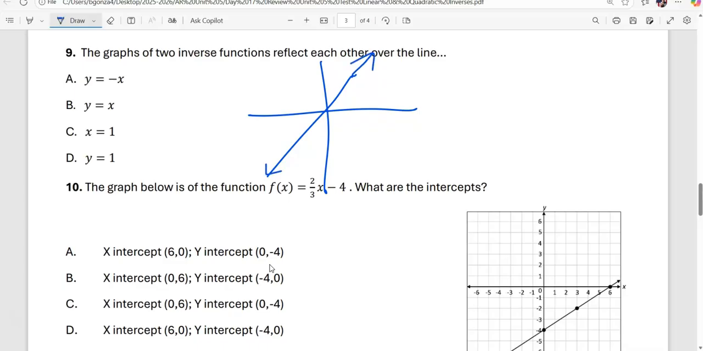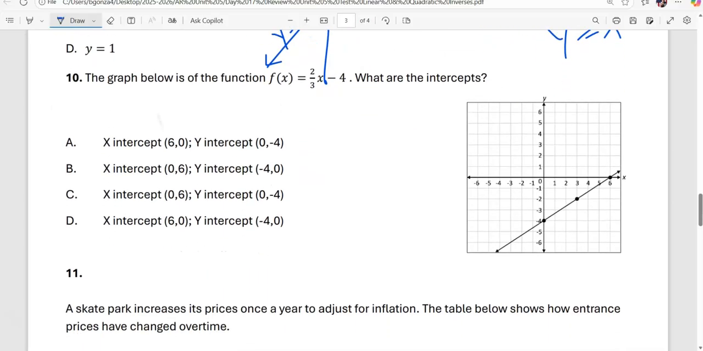Okay. Whenever you have two functions, they're going to reflect across this diagonal line, which is y equals x. It was in our notes. You got to know that. Lines reflect over y equals x, the diagonal line. Okay. It's the diagonal y equals x.